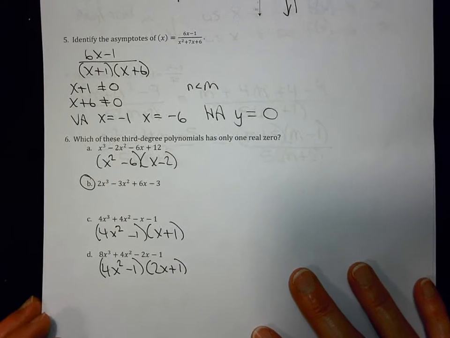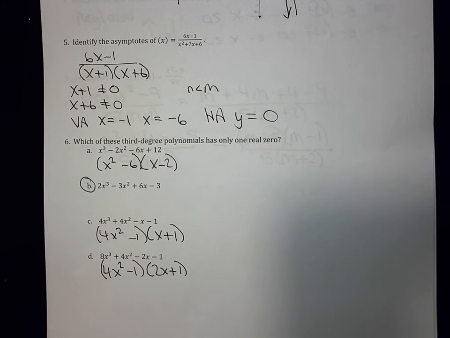Okay, number 5, again asymptotes, so we factor the x squared plus 7x plus 6. So our domain is x can't be negative 1 or negative 6, so those are the vertical asymptotes. And again, my horizontal asymptote would be at y is equal to 0, because the degree on the top is smaller than the degree on the bottom.